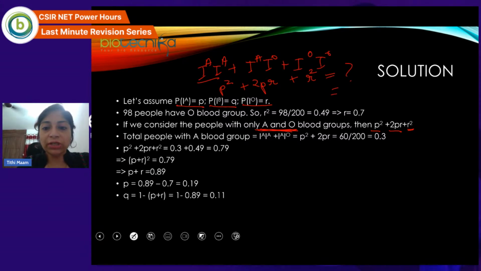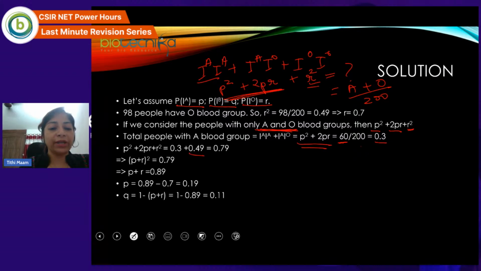It will be equal to the number of A blood groups plus the number of O blood groups divided by 200. So these two values will give you A blood group. How much is A blood group? 60 by 200, so 0.3. How much is R square? We have already determined that it is 0.49. So this whole equation is equal to 0.79. Now when we simplify it, it becomes P plus R whole square. So P plus R will be equal to this. Now we already have the value of R, substitute it and we get P, and then we get Q.